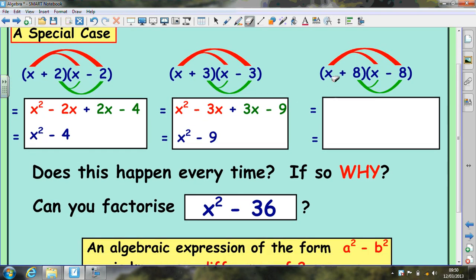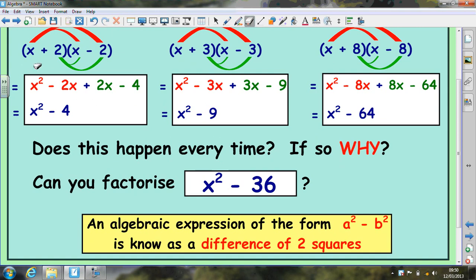And finally, we've got this last one, x plus 8 multiplied by x minus 8. x squared for x times x. x times minus 8 is minus 8x. 8 times x here in the green is plus 8x, and 8 times negative 8 is negative 64, or take away 64. So again, the two middle values cancel each other out. We've got an x squared, and you're left with the subtract 64.